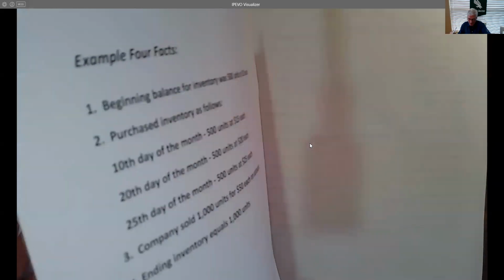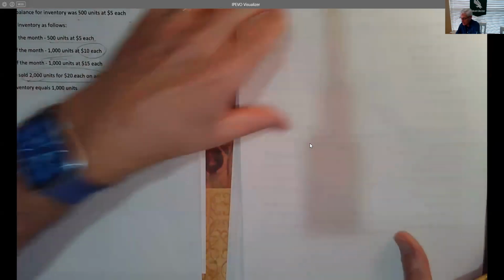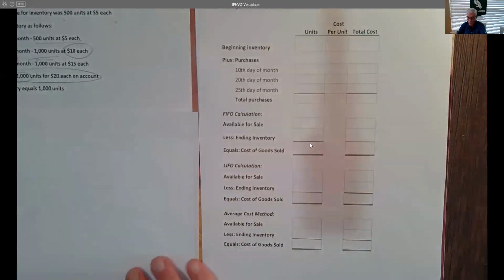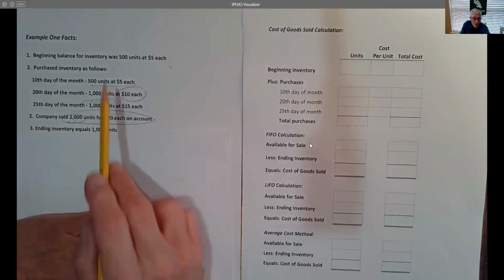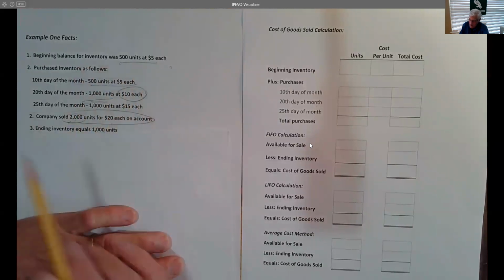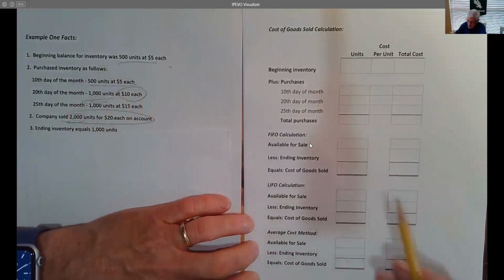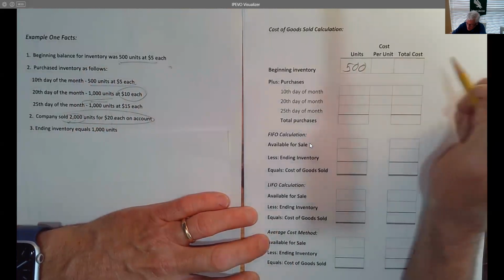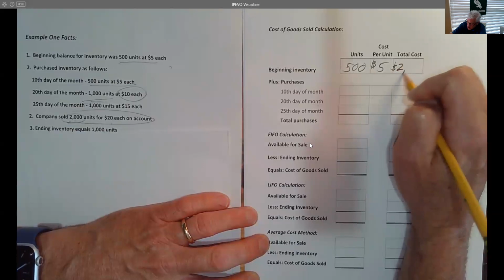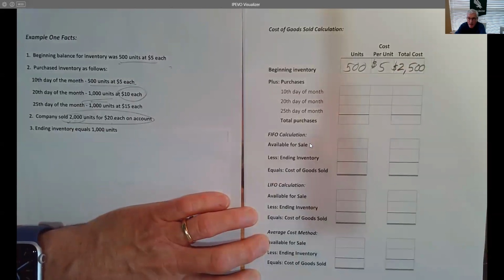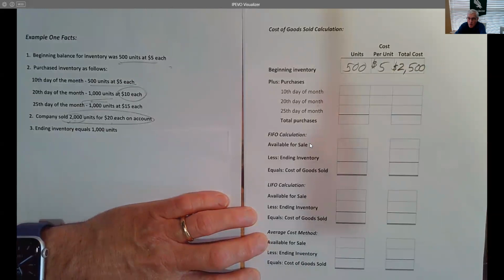So let's do example 1, first chair. You remember we did these in class, so this is nothing new for you, just going to be more of a refresher than anything else. So we started with beginning inventory of 500 units, and they cost us $5 each. So let's just get this on the sheet here. 500 units, each one cost $5. So the total cost was $2,500. That's how much we started the accounting period with.